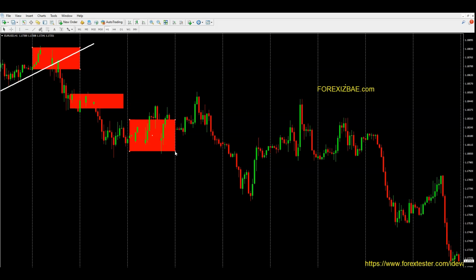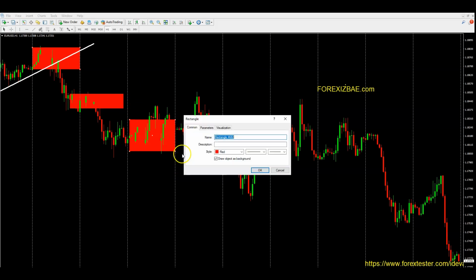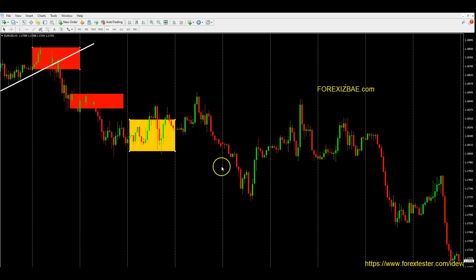Double click the ends. Let's just change the color of this rectangle to a warning sign. And I will put warning range. Okay? Let's keep trading simple, guys. Let's keep it simple so you guys can get it. Okay?